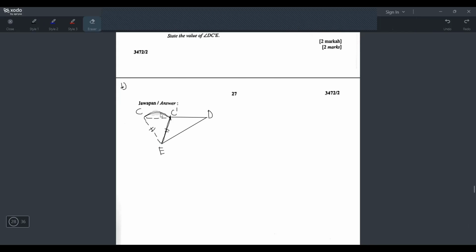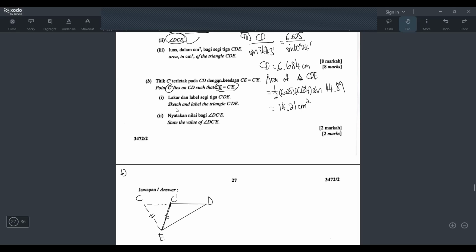Okay, but I think this one can erase also. Okay, let's erase the compass line. But actually, you want to leave it also can one, the compass line. Okay, sudah siap. This is your A answer, B1 answer. They say sketch and label, right? So yeah, this is good enough.